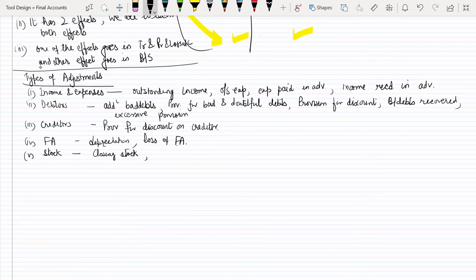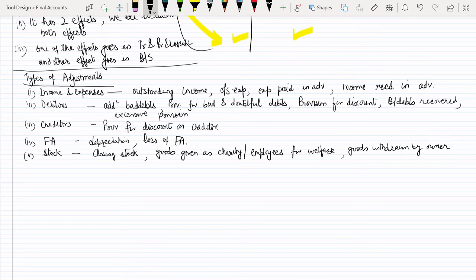Then you may have goods given away as charity or to employees for welfare as a gift. Anything, you are just giving it to employees. Then you may have goods withdrawn by the proprietor. The proprietor has withdrawn the goods.